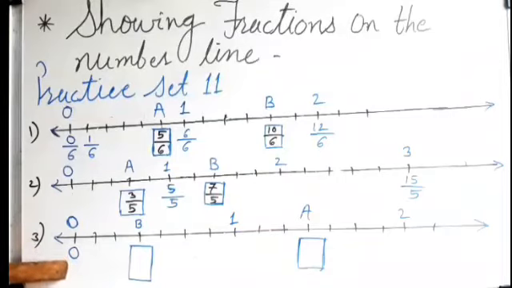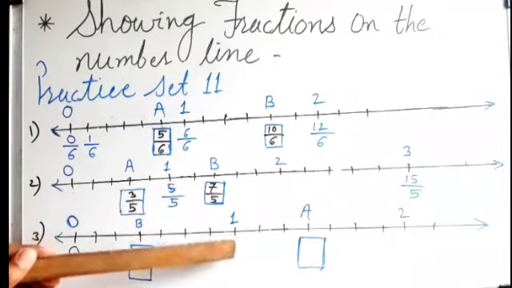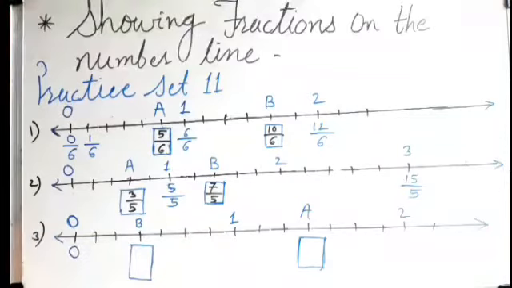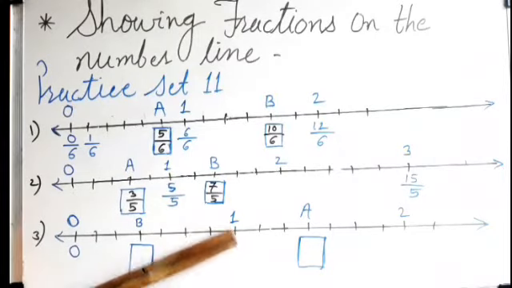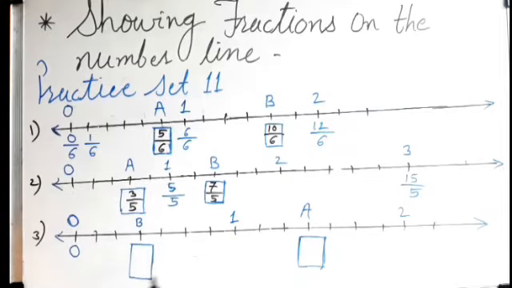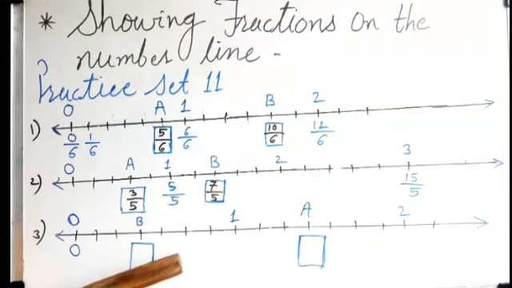Now go on counting from 0 to 1, how many lines are there? 1, 2, 3, 4, 5, 6, 7. The 7th line shows 1. See again, from 0, if I start to count each unit, the 7th line shows the 1. That means this number line has been divided into how many equal parts then? 7 equal parts. That means on this number line, what will be the denominator? 7. 7 will be the denominator here.